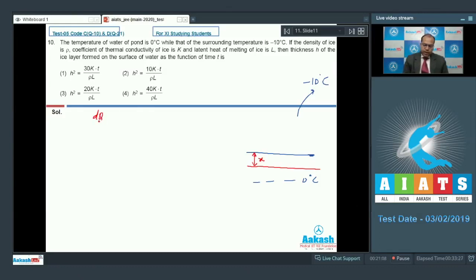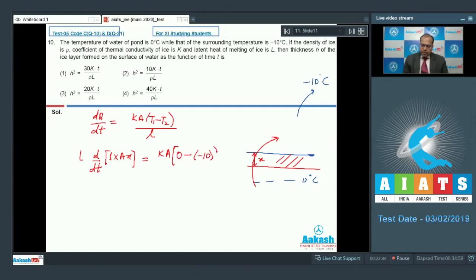Then I can write dQ by dt is equal to K A (T1 minus T2) by L from the rate of heat flow from the theory of conduction. So if I write the relation L, that is the latent heat, into dm by dt, so L d by dt of m. The mass of the ice of cross section A can be written as density rho into volume, that is A into x, that is equal to thermal conductivity K into cross sectional area A into T1. So the heat is flowing from here to here, so 0 minus minus 10 divided by thickness layer x. So from here L into rho into dx by dt is equal to 10K by x.